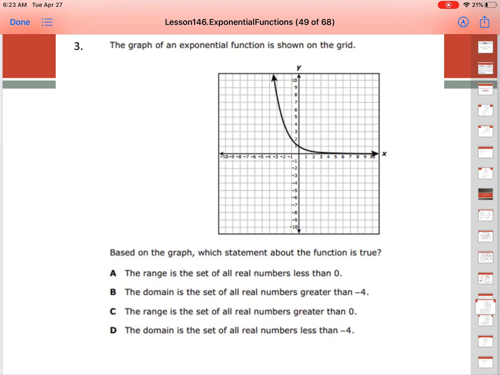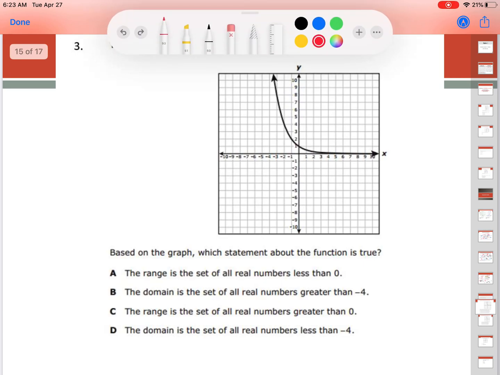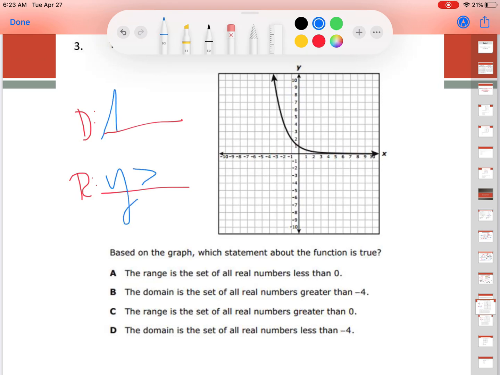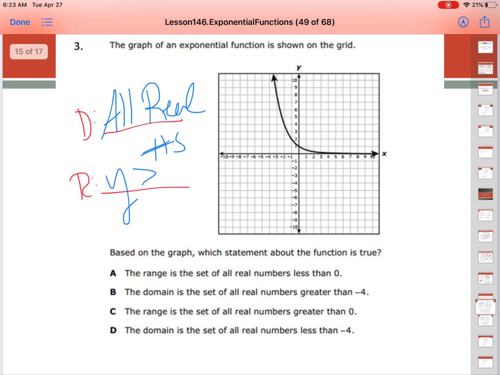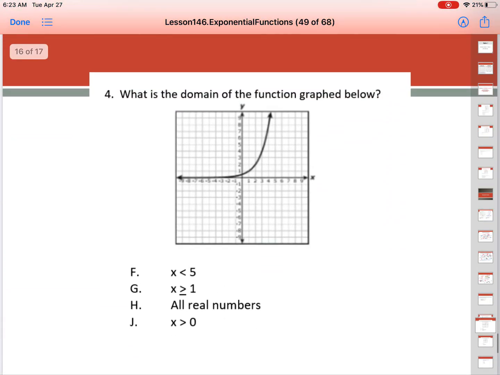Number 3, domain and range, not too bad. For this one here, I highly suggest you write D, R. Write it out in regular numbers first, and then figure out which one matches. Remember, range looks like this. Domain looks like this. Okay, try to figure that one out.